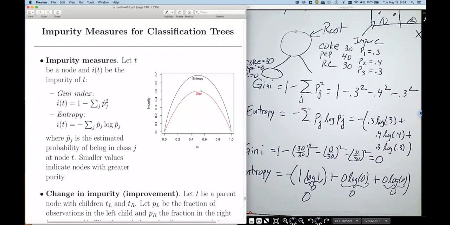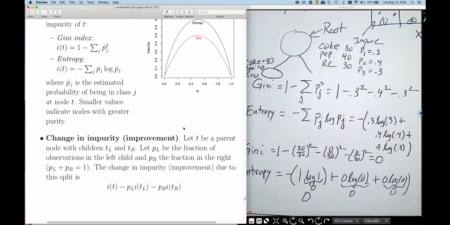Okay, so that's how we characterize the impurity of a node for a classification tree. Don't worry about Gini versus entropy. What I've noticed is that some software tends to use Gini, some software tends to use entropy, some software lets you choose. Just use whatever the software offers because these functions have pretty similar shapes. Okay, what else? Well, we also need to characterize the change in impurity.